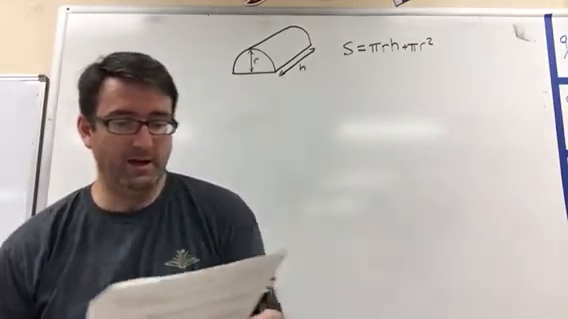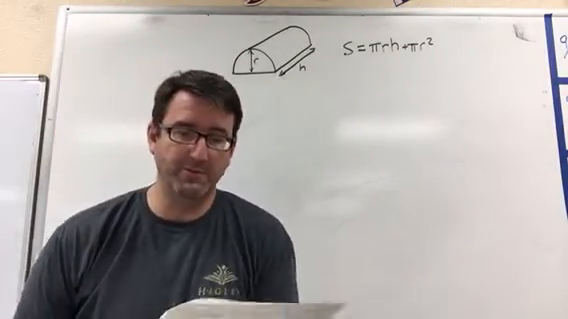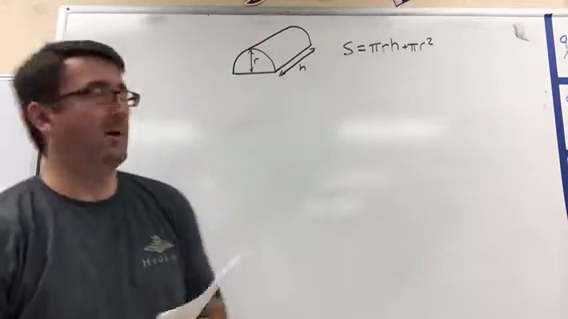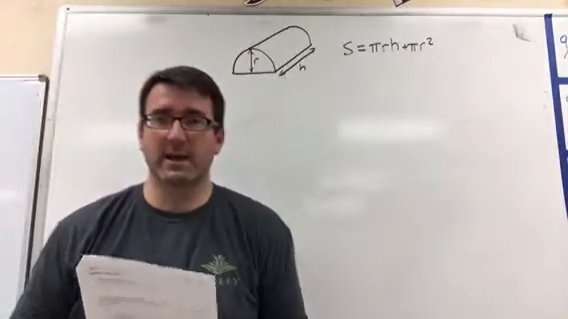All right, number 9, you want to build a greenhouse from at most 500 square feet of material in the shape of a half cylinder. So I've drawn kind of what that would look like up here.